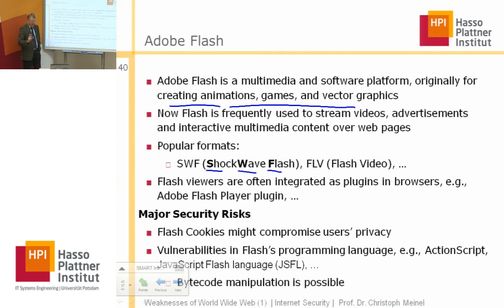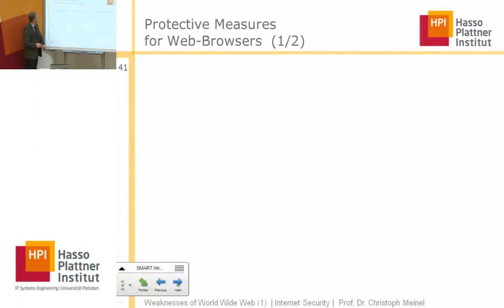There are some vulnerabilities that make it possible to manipulate bytecode. Bytecode is performed on the client side, so it's dangerous. So also this Flash, similar to PDF, these are applications that are shown or performed on the client side, and they provide a lot of major security risks one has to be aware of.